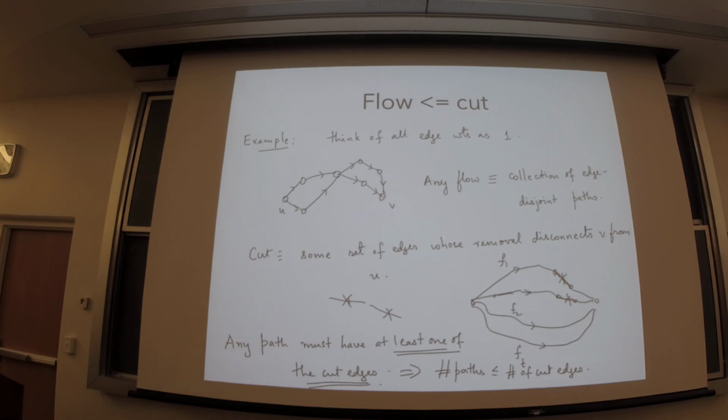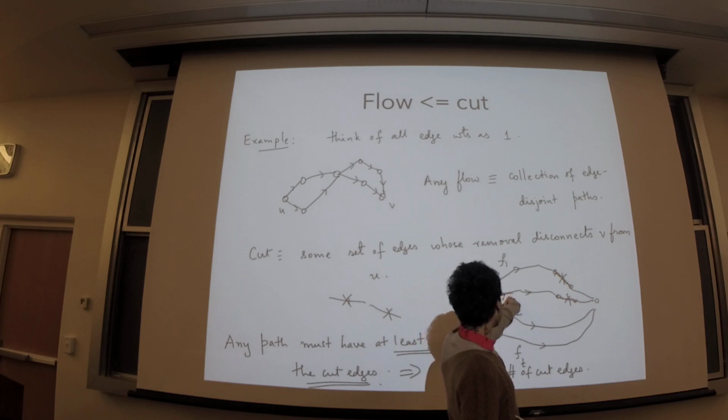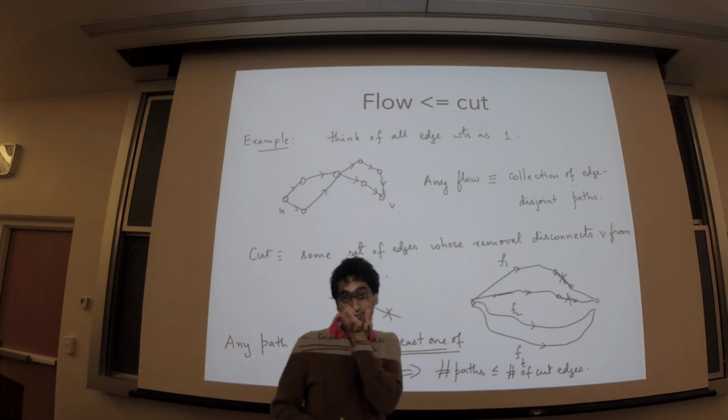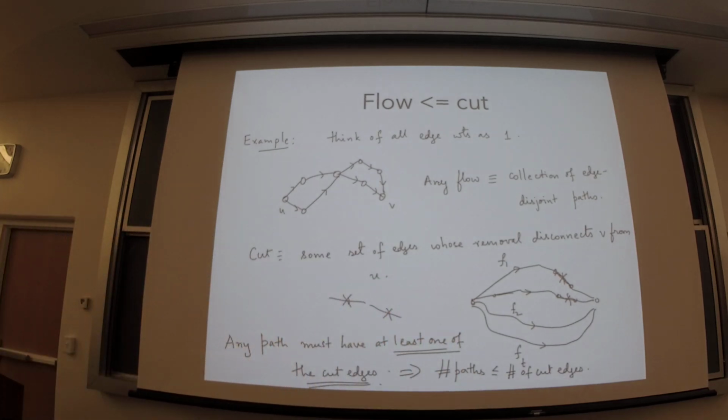If they're all edge weighted at 1, why would the number of paths be less than the number of cut edges? Because it could be that one of these paths had actually two of the cut edges. Those would still be a set of cut edges, because if you remove those, there is no path. That's a good question. In principle, you could have this be smaller.